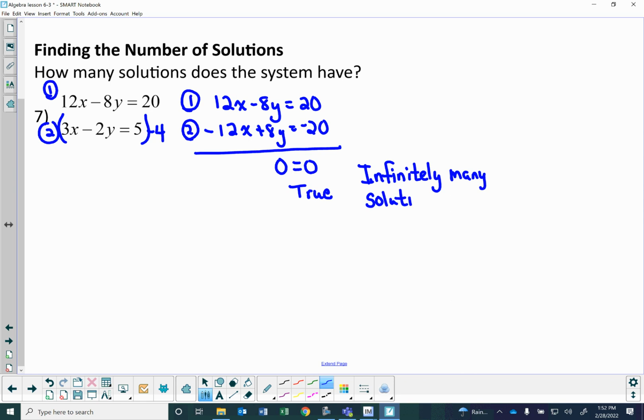Now, if we were graphing this, we would have to say on what line it has infinitely many solutions, but it just asked me how many solutions it has, so it has an infinite number of solutions. So that's all I need to put here.